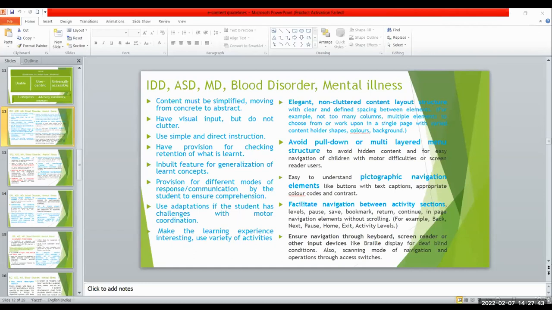IDD is intellectual and developmental disabilities, intellectual development disabilities. Okay. Absolutely true. IDD definitely relates to intellectual development disabilities. You know, earlier we used to call children mentally retarded. Mental retardation was the popular term. But over the years, that term has taken a derogatory connotation. So we have started using IDD, which encompasses not only mental retardation, but other conditions associated with the intellectual development during the foundational years. And thank you so much for expanding ASD as well, autism spectrum disorder.